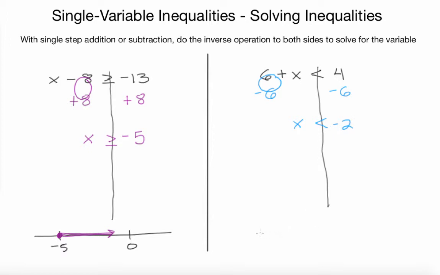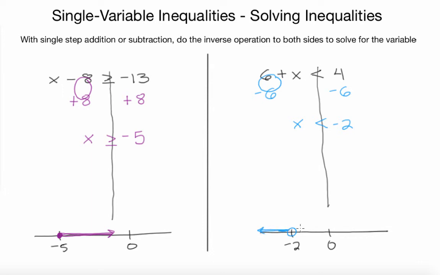If I put that on a number line, there's a 0. There's negative 2 is to the left of 0 because it's less. And if I want to graph it, I'm going to put an open circle because it doesn't equal negative 2. But it's all the values less than, so I'm going to go to the left.